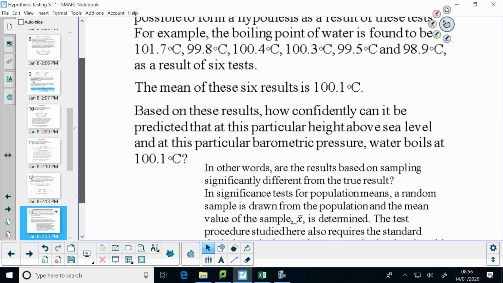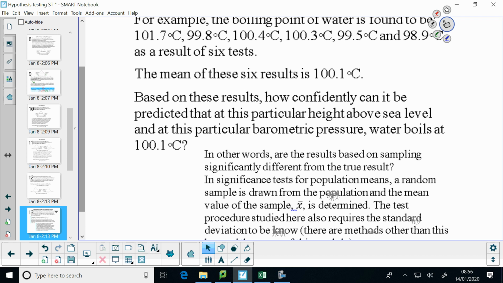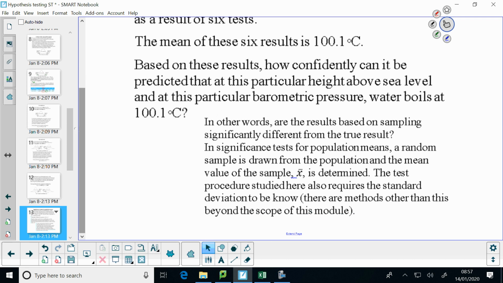Based on these, can it confidently be predicted that at this particular height above sea level, because the boiling point changes as we change height, and at this particular barometric pressure, water always boils at 100.1 degrees C? In other words, are other results based on sampling significantly different from the true result?